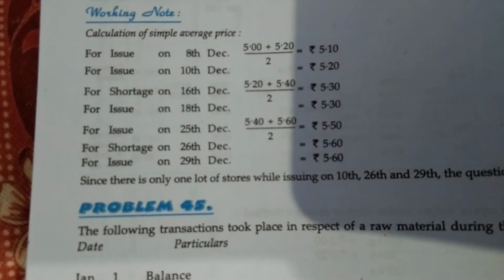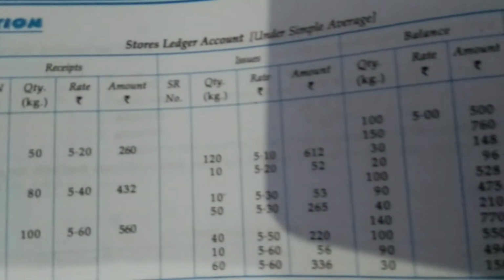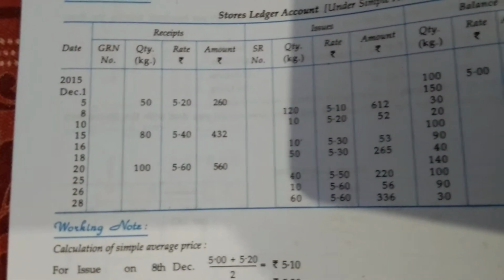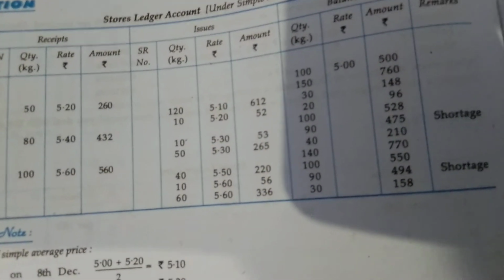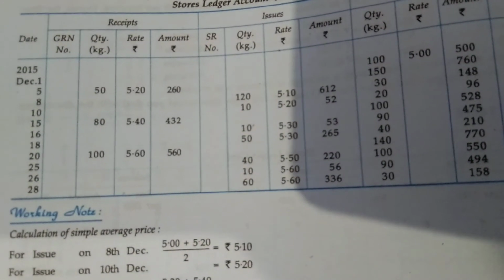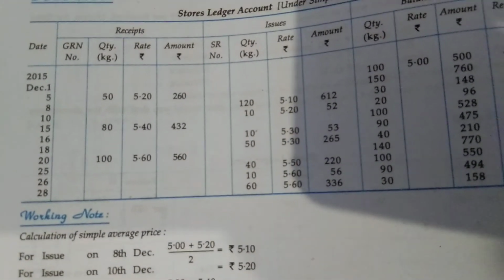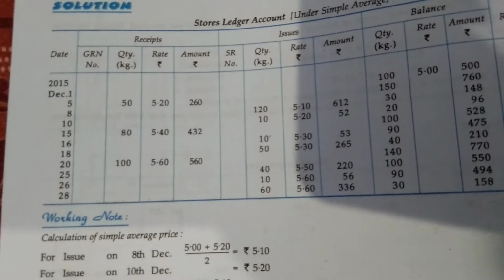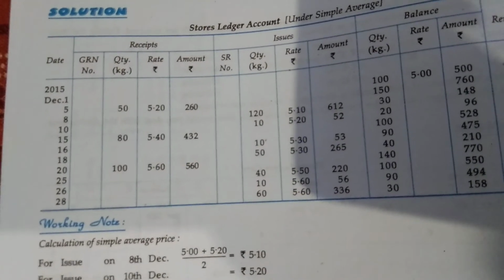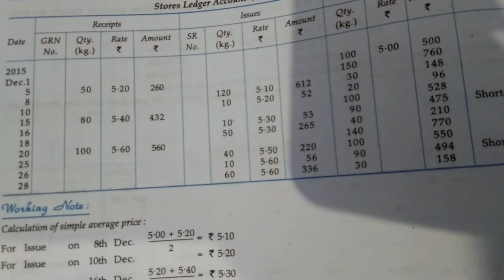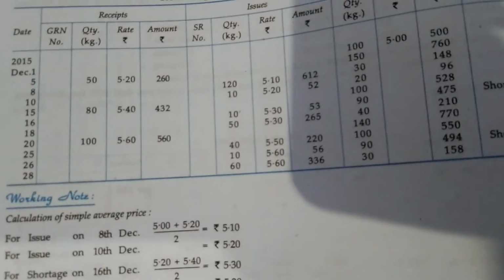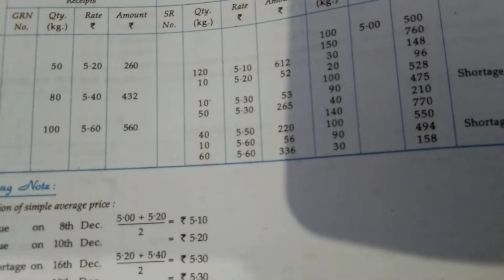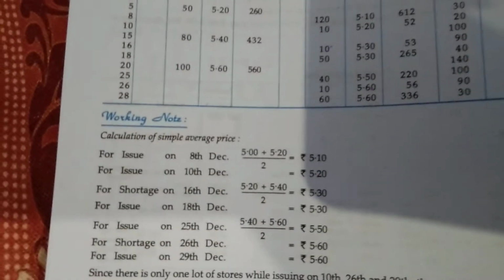Look at the question. When we have issued 10 units on the 10th, the earlier units have been exhausted, but the later units still remain in the warehouse, that is the price of 5.20 is available. That price of goods is available in the stocks. And what was the new price of goods that we have received? 5.40. That's why when we are issuing 10 units later on, the average will be 5.30.